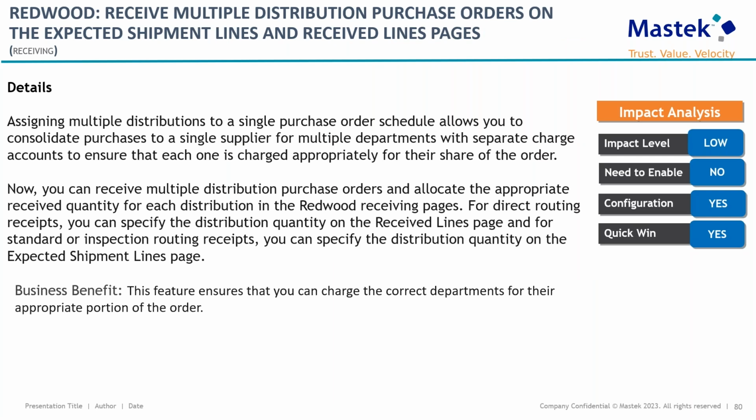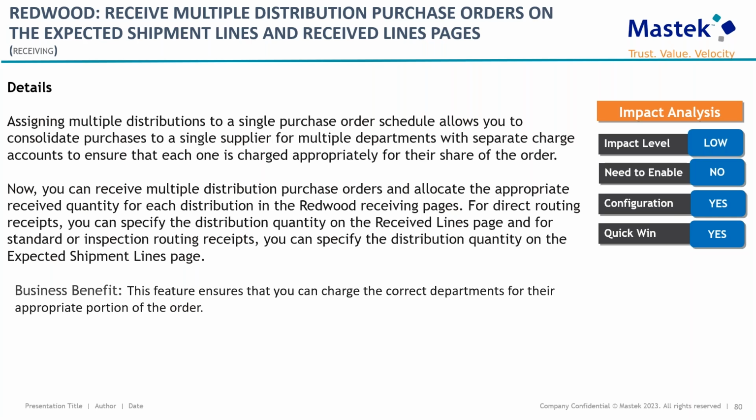Okay. The next option we have here is receive multiple distribution purchase orders on the expected shipment lines and receive line pages. This update allows you to receive and allocate quantities across multiple distributions on a single purchase order line directly from the Redwood receiving page. Depending on the routing method that you selected while creating the purchase order, you can specify distribution quantities on either the expected shipment lines or the receive line pages.